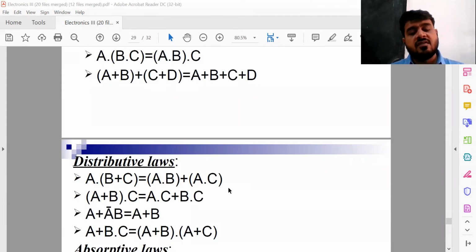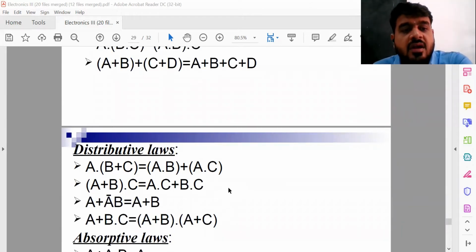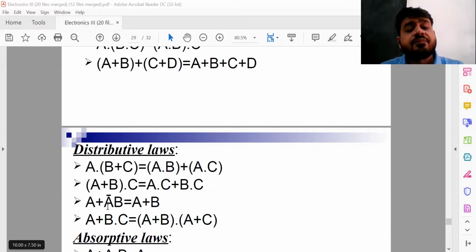Next is A plus B dot C is equal to (A plus B) dot (A plus C). Again, it will give you the same output. Again, here A plus A bar B is equal to A plus B. How did it come? A plus A bar B is equal to A plus B. How? If I take this out, can I call this one A dot B, A bar? With respect to that, I will get A plus B, as A bar will be cancelled.